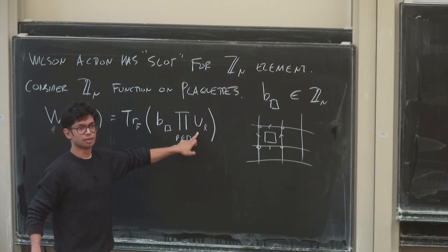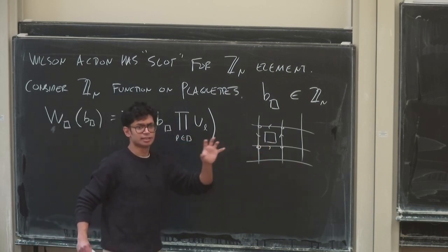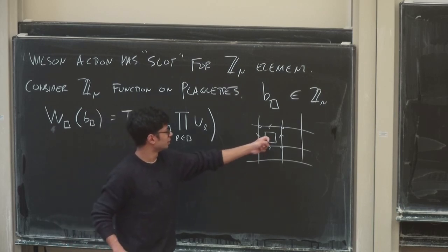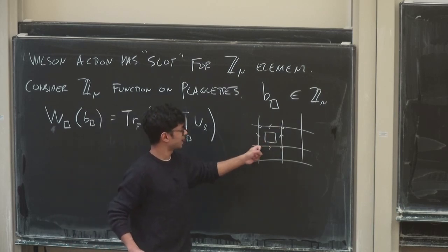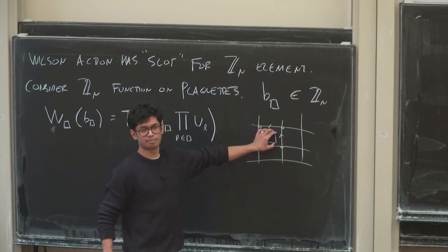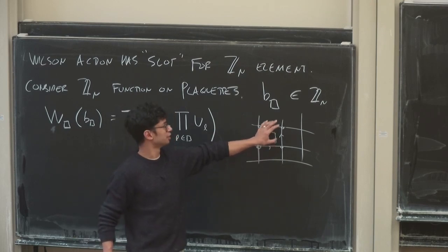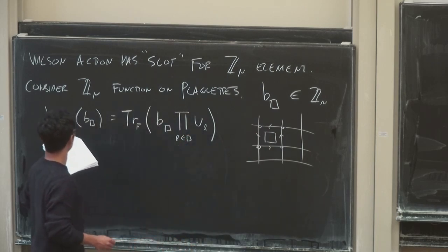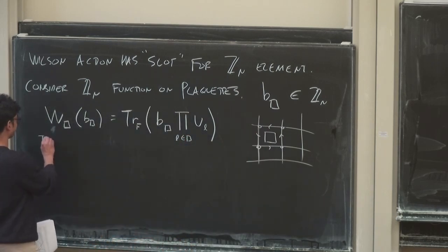Notice that if B was not in the center, then this geometric idea would break down, right? Because you'd be like, well, do I put it there? Do I put it there? Where do I put it? But because B is in the center, I can really associate it with the plaquette in an unambiguous way. It's crucial that B is in the center for this idea to work. Okay. So this is a sort of twisted field strength.